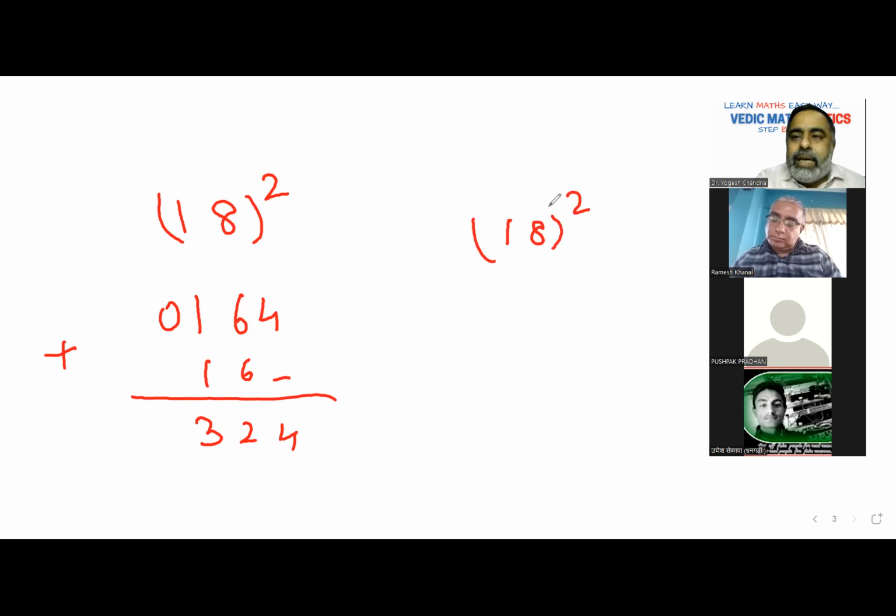And see another thing, I will open this up now, the way of writing is different. Second thing, the crisscross method is different, Pushpak. This is different. I'll explain to you in the other way also.